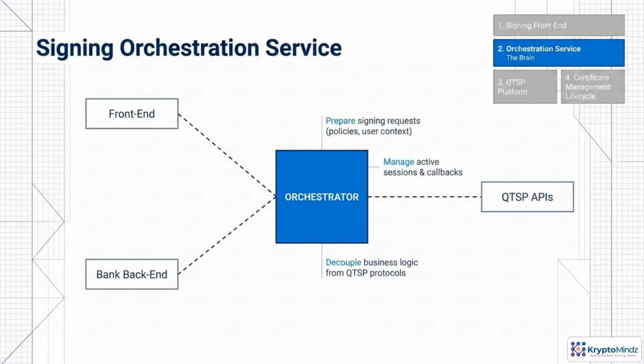Now focus on the orchestration service, the coordinator of every digital signature. It takes raw business intent from banking systems, enriches it with document IDs, user identifiers, policies, and risk checks, then opens a controlled signing session with the QTSP. It also tracks timeouts, status, and callbacks, and exposes a clean, bank-centric API. Because of this layer, you can swap QTSPs, evolve signature methods, add robust error handling, and strengthen security without touching core business logic.